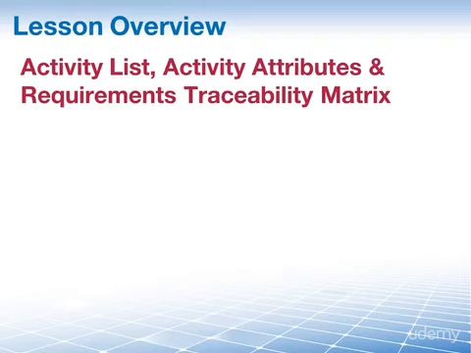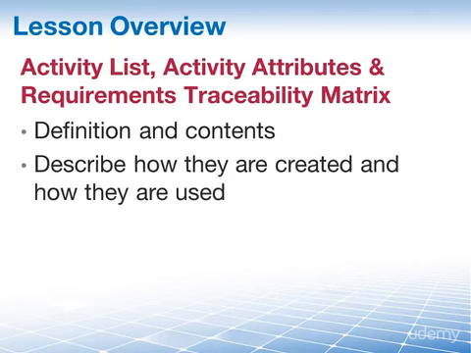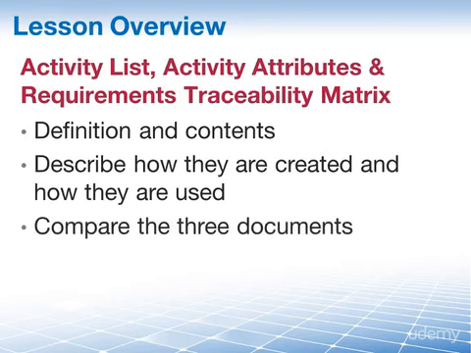The activity list and activity attributes play a large role in establishing the project schedule, and the requirements traceability matrix provides a framework for managing the project scope. We will provide you with a definition for each of these documents and list and discuss their contents. We'll explain how they are created and talk about the purpose. And we'll also make a comparison between the documents, their purpose, and their features.